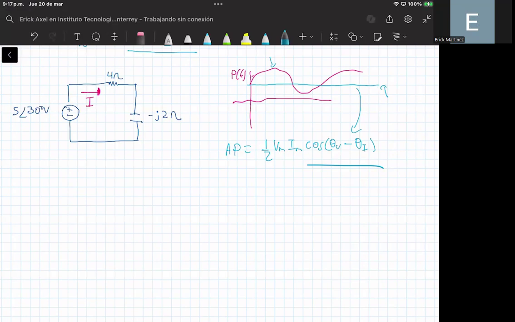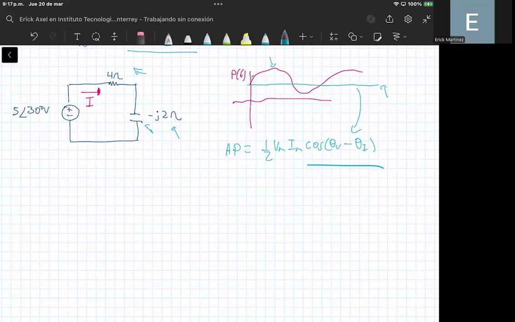Another interesting thing is that the only elements that consume an average power are the resistive elements. For example, this resistor will have an average power, but if we try to compute the average power of a capacitor, like the capacitor that we have right here, the average power of this element will be zero. So that is another thing to consider.